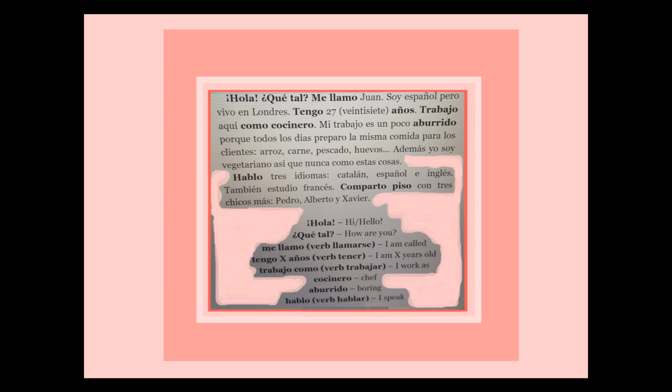Trabajo como, I work as, trabajo como, and the verb is here, trabajar. I work as cocinero, chef, a chef, cook. Cocinero, cocinar, the verb is to cook. Cocinero. Aburrido, boring. His work is boring. Aburrido, boring. In this case, we treat it as an adjective, aburrido.